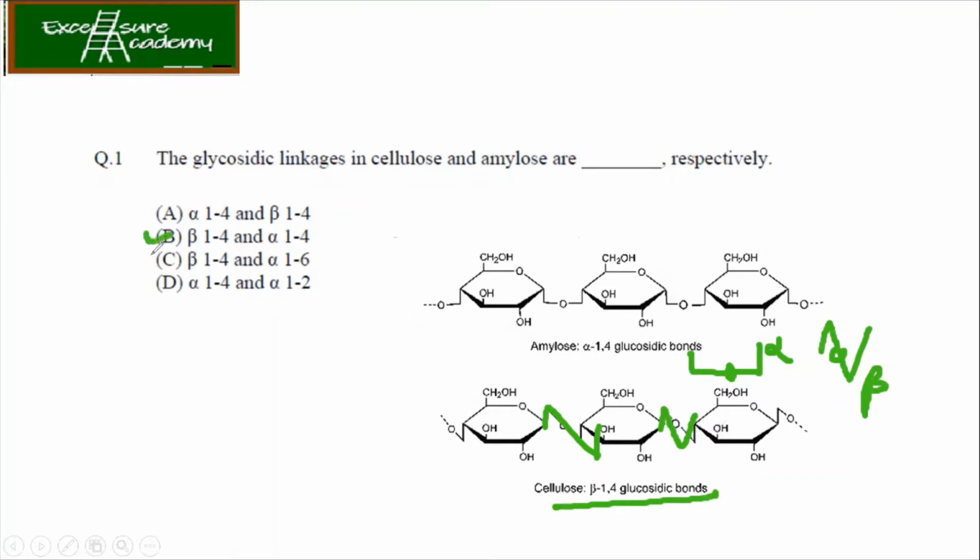So we have got 2 options. Then amylose has the alpha 1,4 linkage. So that is your option B, and here your answer is B. It becomes very easy if the structure comes to your mind, and you can solve the questions easily. So let's move on to the next question.